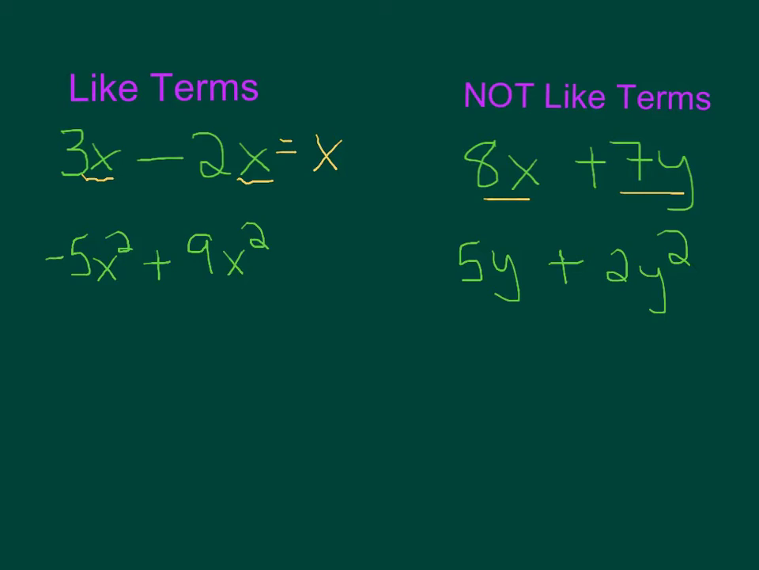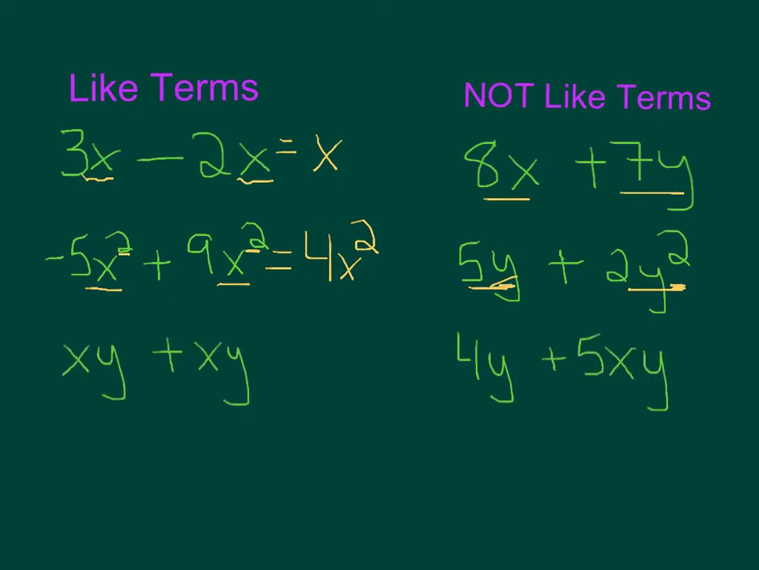Now we have negative 5x squared plus 9x squared. Both of them have an x, and then they also both have the same exponent. So all you have to do is add the coefficients. Negative 5 plus 9 is 4, and you have 4x squared. And now for this other example, 5y and 2y squared. They both have y, but they don't have the same exponent, so you cannot combine. You have to leave it like that.